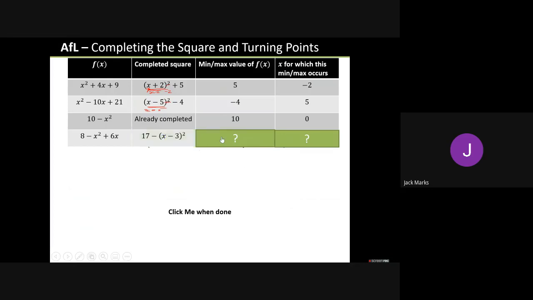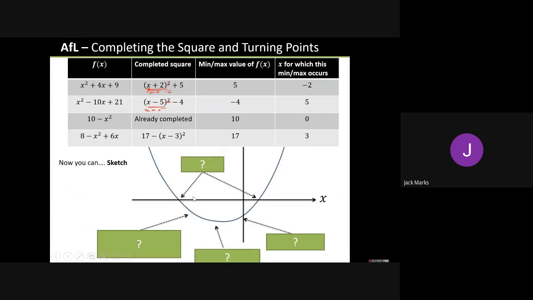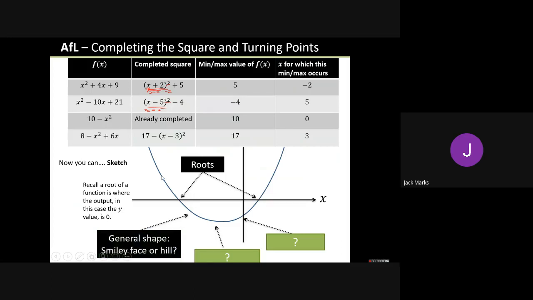And finally, when x is 3, the bracket bit will be 0, so you'll be able to read off the 17. This is helpful because we talked about roots from before, where things are equal to 0. We know the general shape from GCSE, whether it is positive or negative. That helps us as well determine if something is a minimum or a maximum. The y-intercept we could read off from the original equations. But now we are able to determine the turning point.